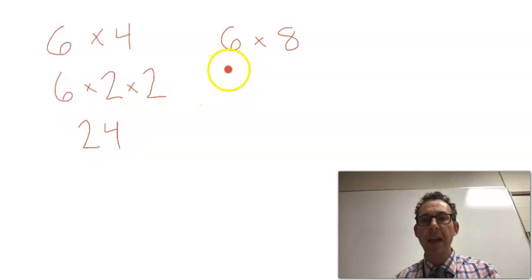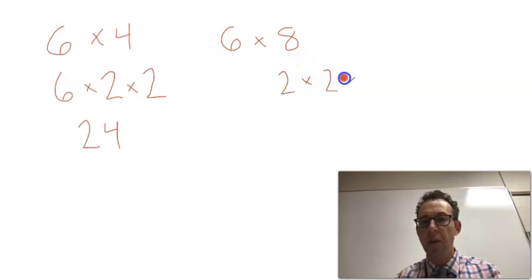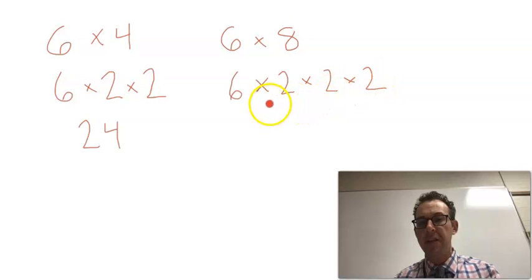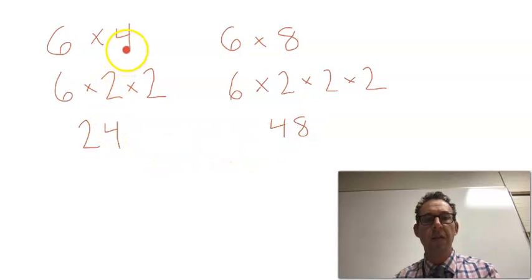And multiplying by 8, I can think of 8 as 2 times 2 times 2. And so 6 times 2 times 2 times 2 means double 6, and then double it again. Double 6 is 12, double 12 is 24, double 24 is 48. That's why you often hear 4s as double doubles and 8s as double, double, doubles.